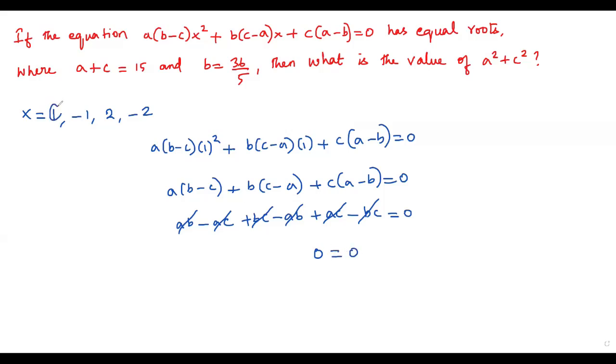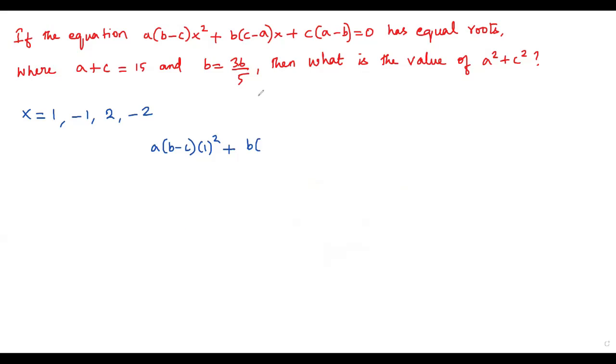Okay, when I plug in x = 1 into the given equation, we get the result 0 = 0. So is it true or false? Clearly it's true, because 0 = 0. So the value 1 for x satisfies the given quadratic equation. So for the given quadratic equation, one of the roots is 1. Okay, let me write it. 1 is one of the roots of the given equation.